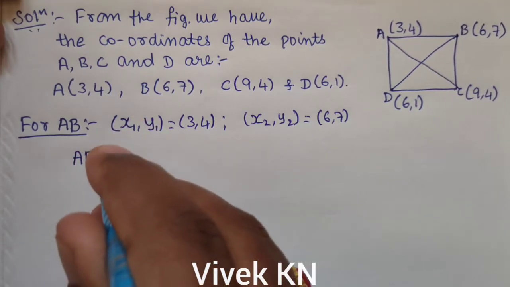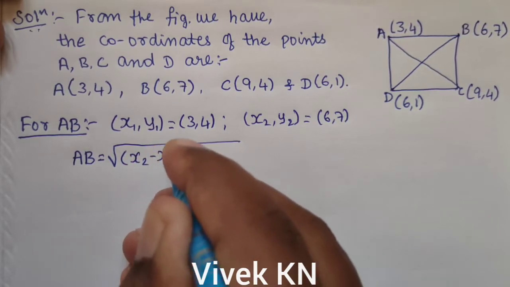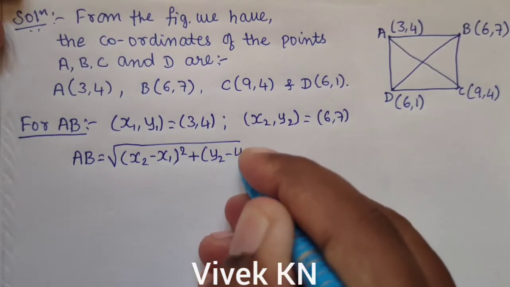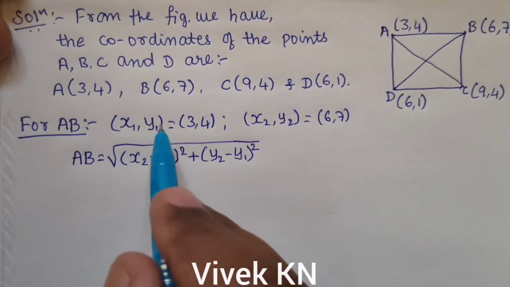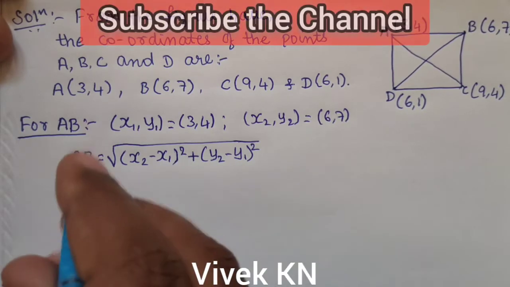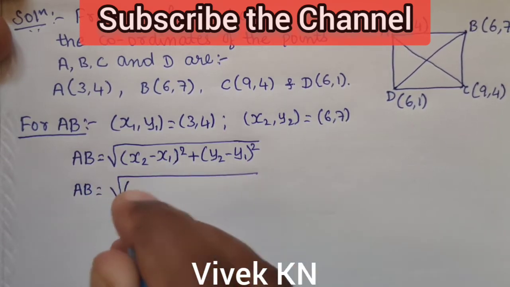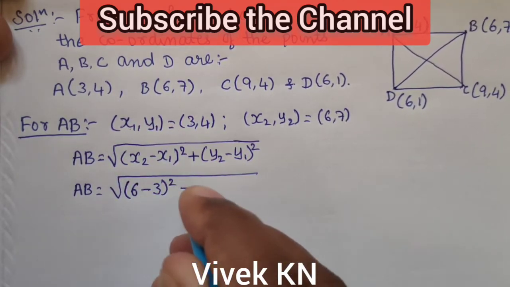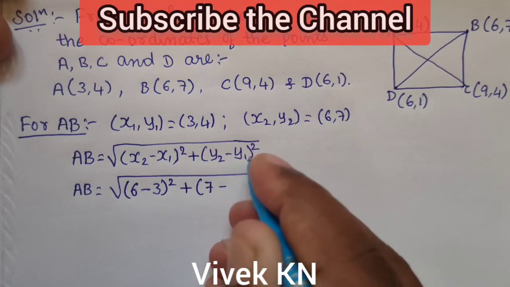The distance formula is given by under root of x2 minus x1 whole square plus y2 minus y1 whole square. Now let us substitute the values of x1 y1 and x2 y2 here. That is AB is equal to under root of the value of x2 is 6 minus the value of x1 is 3 whole square plus the value of y2 is 7 minus the value of y1 is 4 whole square.